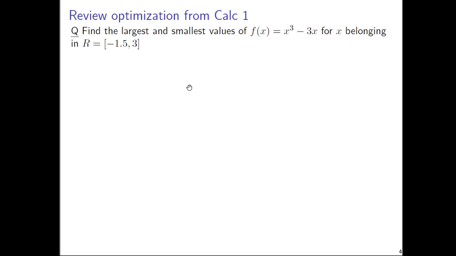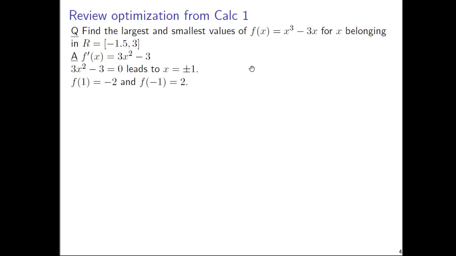An application of the derivative in Calc 1 is to take a given function and perhaps an interval of input values and find the largest and smallest value of the function. The way that we would do this in Calc 1 is take a derivative, 3x squared minus 3, set that equal to 0. I'll skip the algebra, but then you'll get x equals plus or minus 1. Those two values of x are critical numbers, and then we should just see what y values we get.